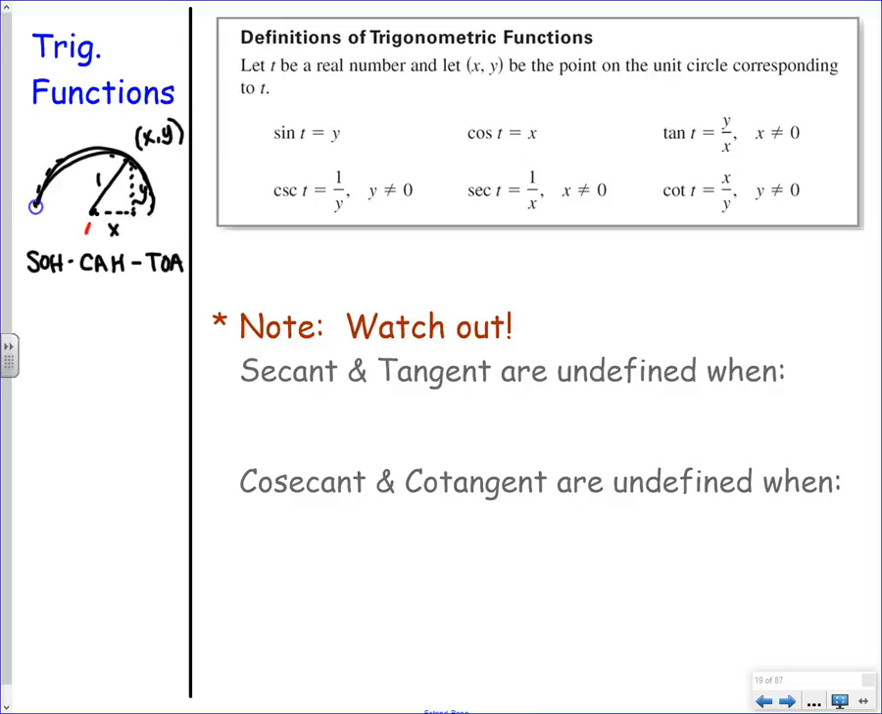We can think of our x as our a, right? We can think of our y as our o, or our opposite. And we can think about our 1 as our hypotenuse. True?